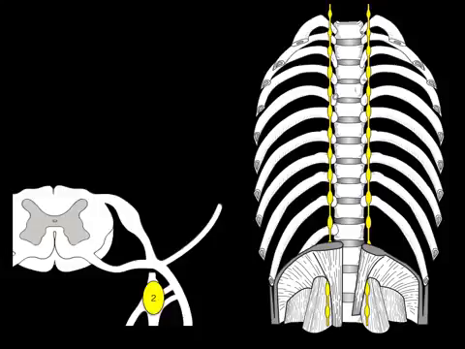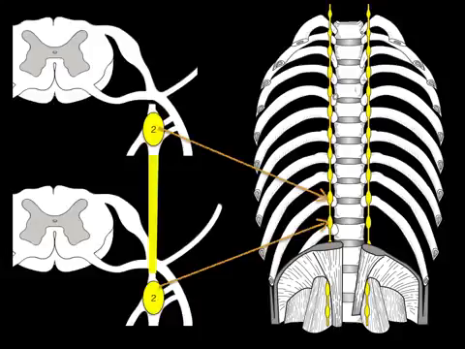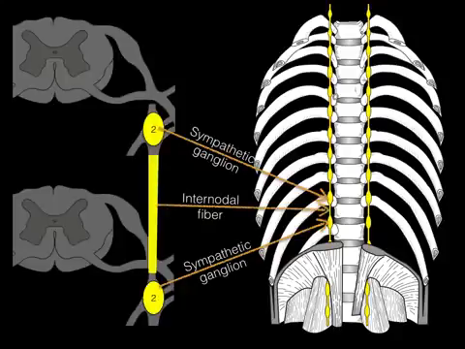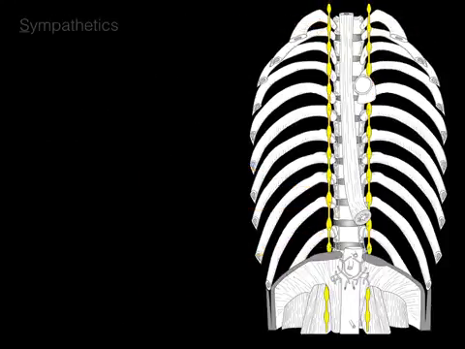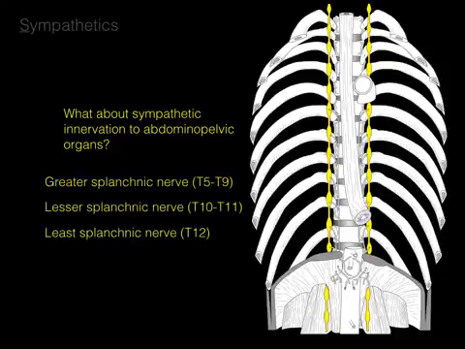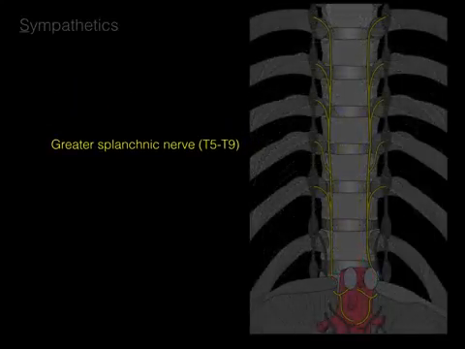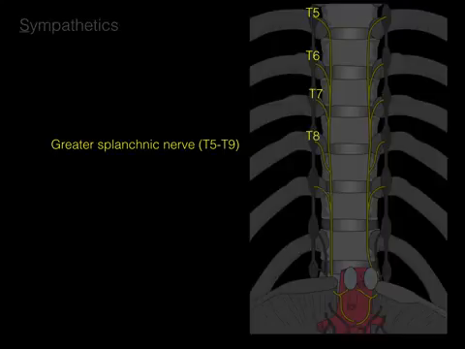And there we've got one sympathetic ganglia there, and there's another sympathetic ganglia there, and there's an internodal fiber that goes in between. So there we've got sympathetic ganglia, the internodal fibers, but the whole thing's a sympathetic chain. What about the sympathetic innervation to abdominal pelvic organs, the splanchnics, greater, lesser, and least splanchnic nerves? Let's talk about those. So the greater splanchnic nerve comes from T5 to T9 sympathetic ganglia levels. And so let's look at this, where there's T5, T6, T7, T8, and T9 sympathetic ganglia.